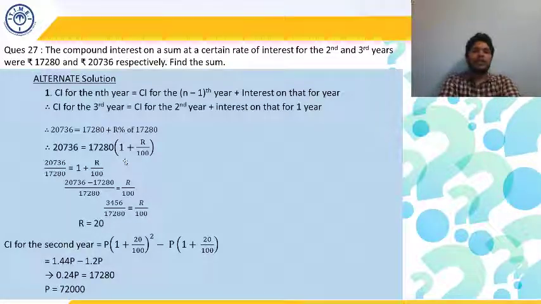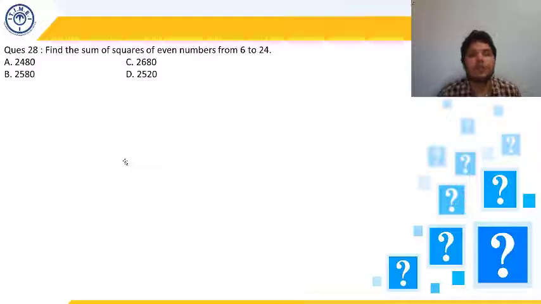Okay, so let's move on to the next question. This is question number 28 of your handout. Just quickly read the question and try to get an idea of what has to be done. You have 30 seconds to get an idea of what has to be done. Then I'll be solving it for you.